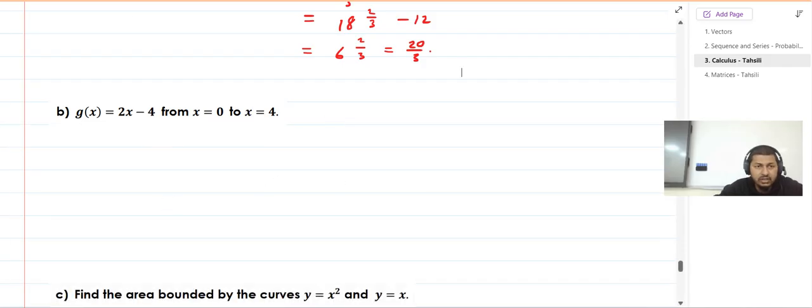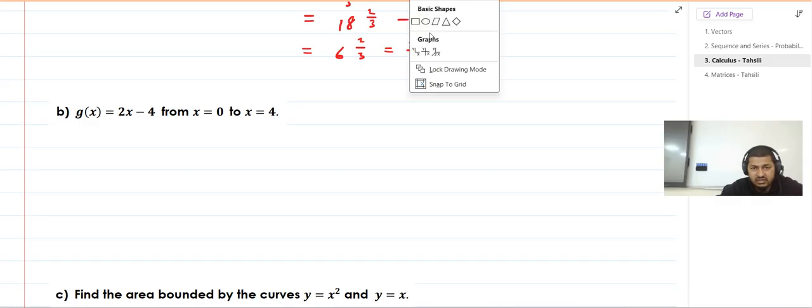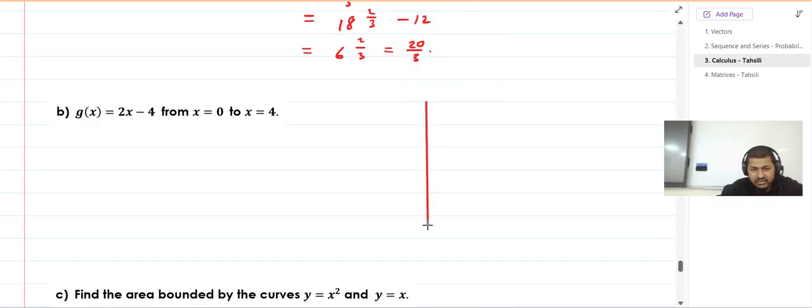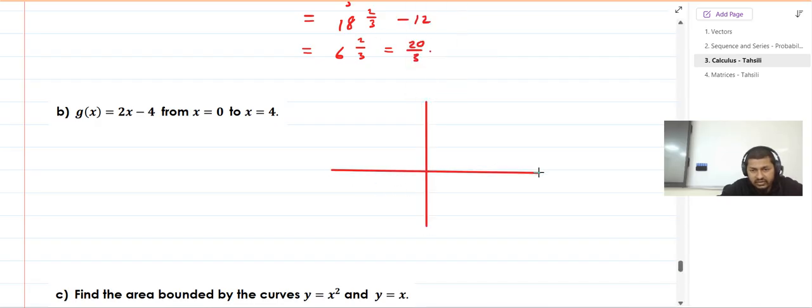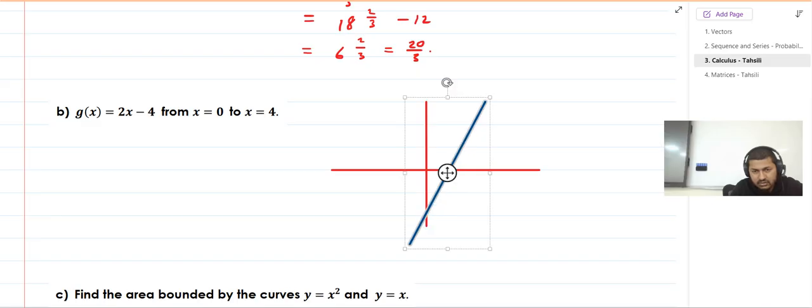So graphically, what this here represents is a triangle, right? It's a line. We're trying to find the area under the line of 2x minus 4. It's a straight line. It's cutting through minus 4, right? And the x-intercept is 2. So it's quite a steep line, right? So it's cutting through minus 4 and the x-intercept is 2, and I want to integrate from 0 to 4.